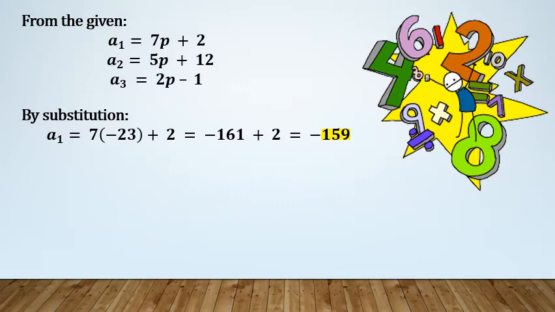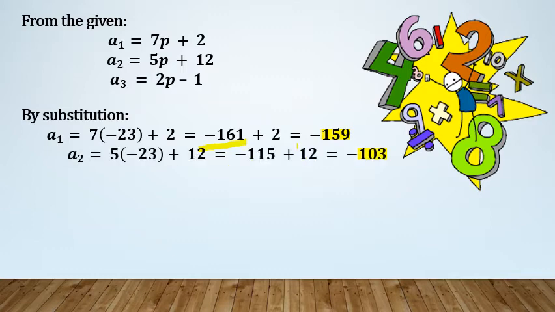A sub 1 equals 7, yung p papalitan ng negative 23. 7 times negative 23 plus 2 equals, 7 times negative 23, we will have negative 161 plus 2 equals negative 159. The first term is negative 159.